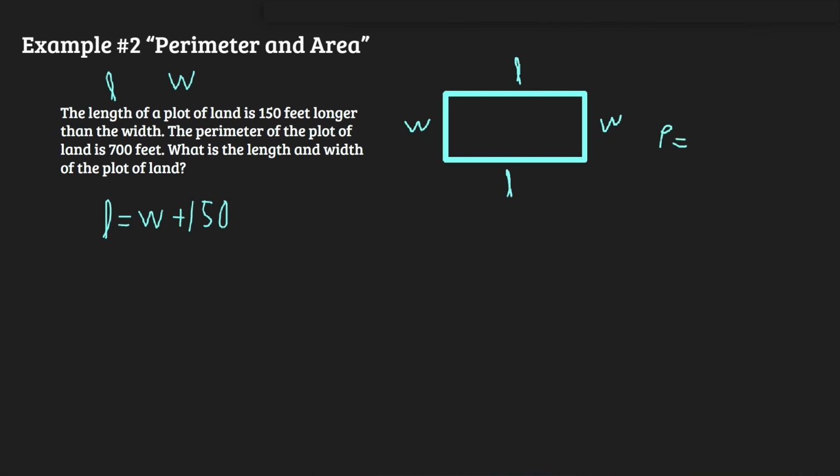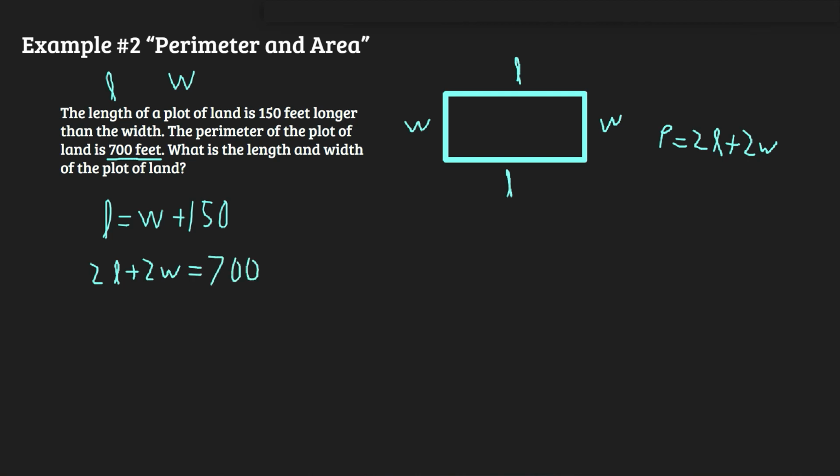is equal to 2 times the length, right? Because we have 2 lengths, plus 2 times the width, because we have 2 widths. Again, the perimeter is just the distance all the way around the outside of that rectangle. So if I know it's 2L plus 2W, and I'm also given in this problem here that the perimeter is 700, I'm going to say that 2L plus 2W is equal to 700.